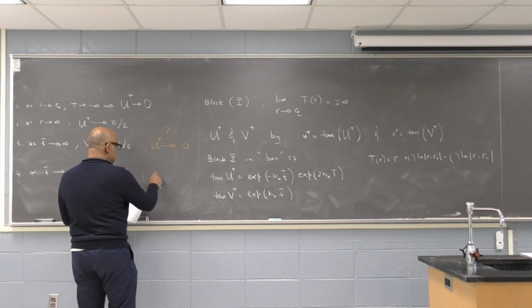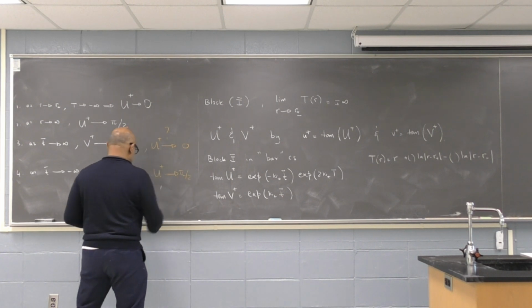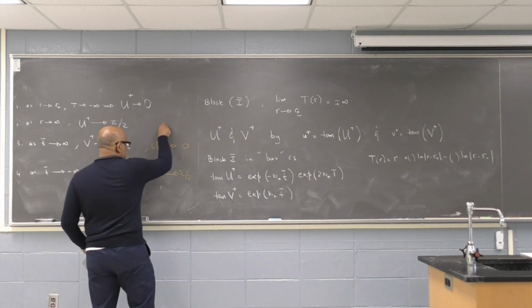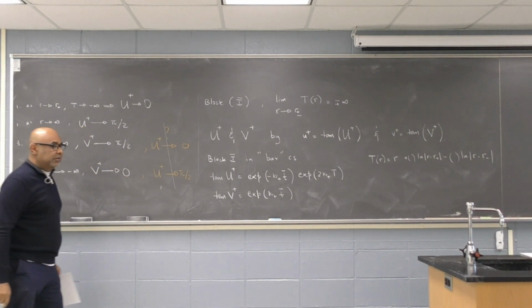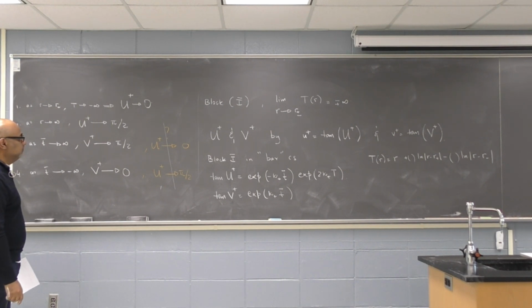Similarly, you might want to say here, u plus approaches pi over 2. And the answer to both of these questions is no. It depends on how you go to infinity. But these are the clear markings where things happen without question. Any questions?